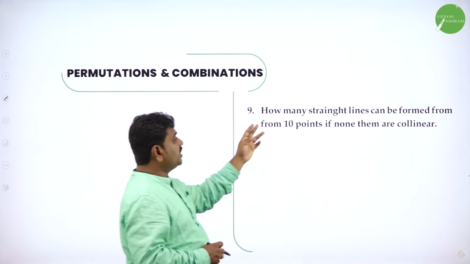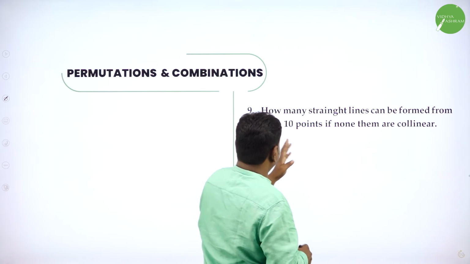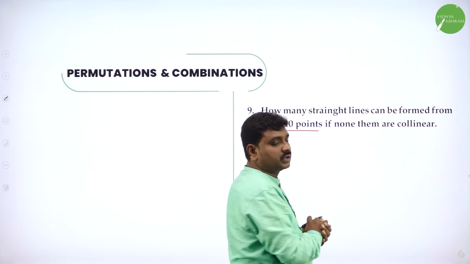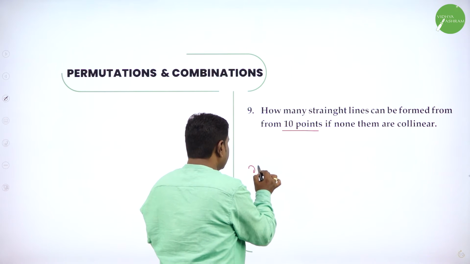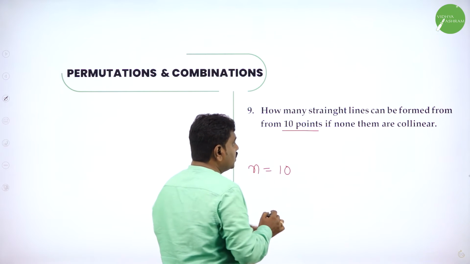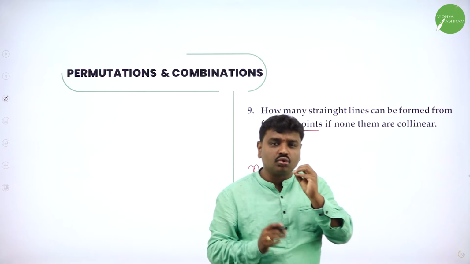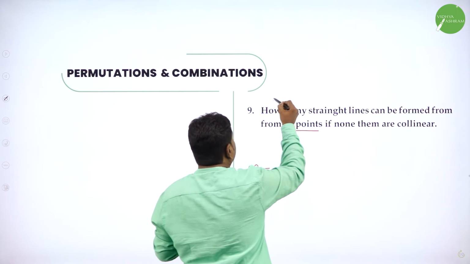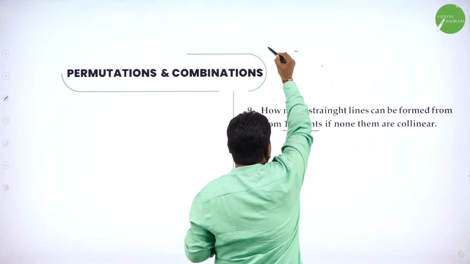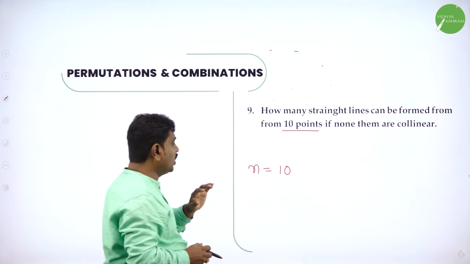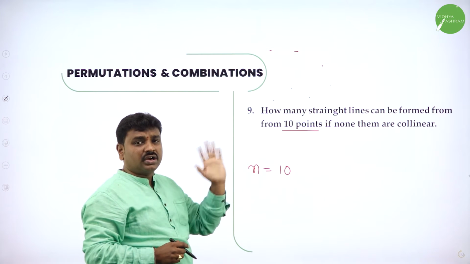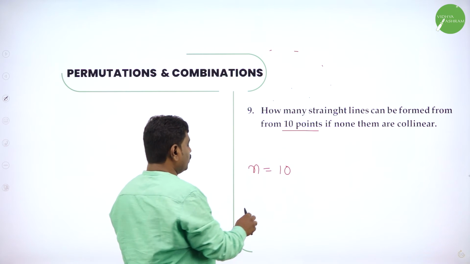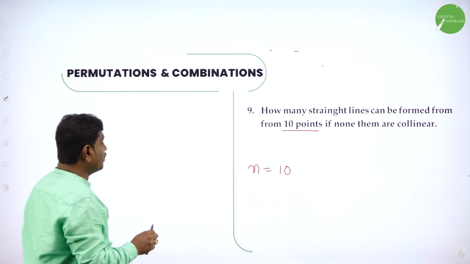Then we have: how many straight lines can be formed from 10 points? So the total number of points is 10. None are collinear, which means no 2 points are on the same line. So one is here, one is here, like this. How many different straight lines can you form? They say all are not collinear. Therefore, if you want to form a straight line, you should combine 2 points.